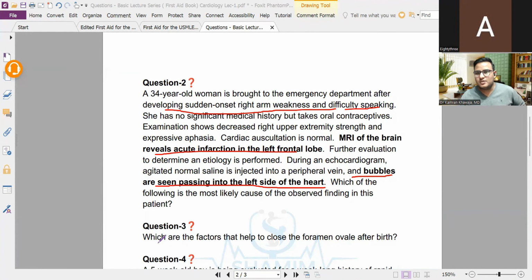Okay. So all of you know about this. This is called paradoxical emboli. I already discussed this here. There is a venous system, but the emboli go into the arterial system. Is that clear? Okay.